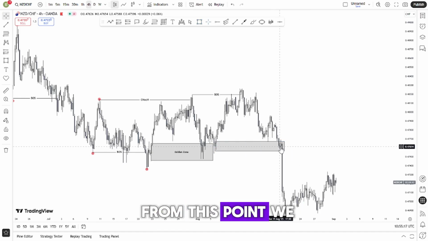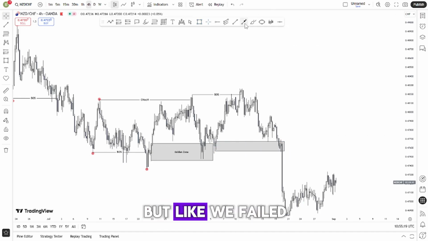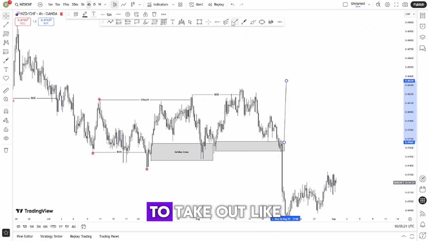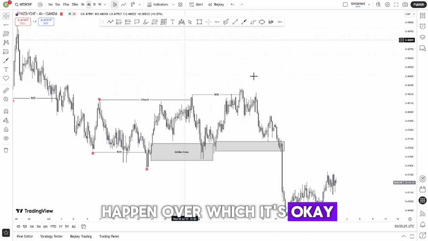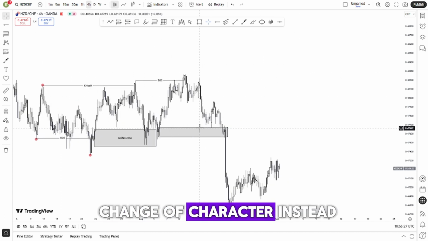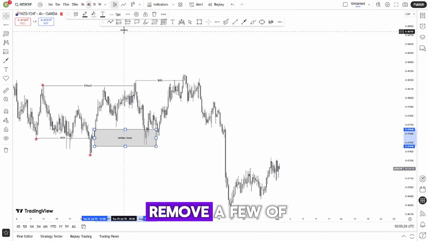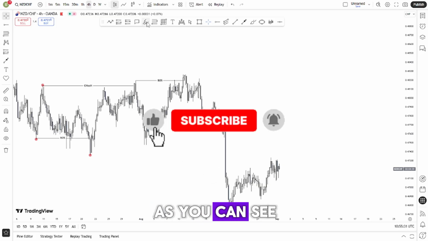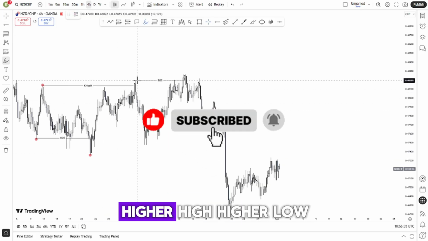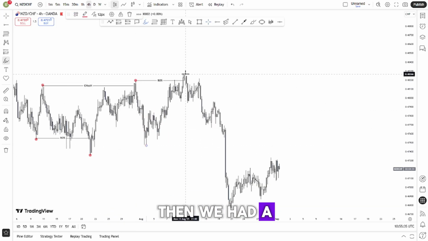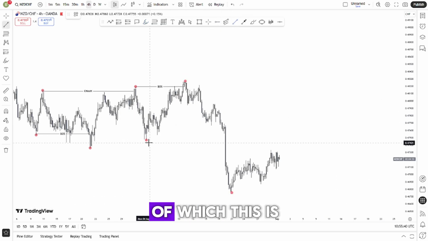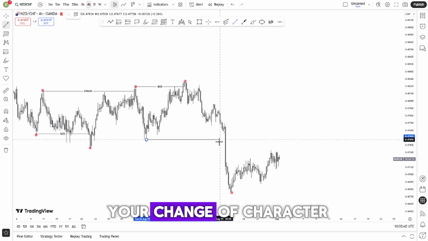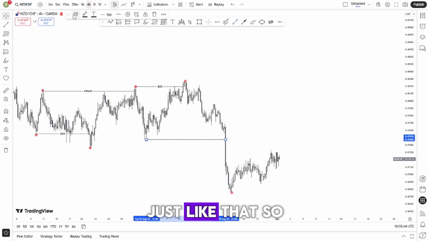As you can see from this point, we had a reaction, but we failed to push to the upside to take out this high here, and that did not happen, which is okay. So we had a change of character instead. So let me just remove a few of these here. As you can see here, this was the low, higher high, higher low, then we had a higher high, then we had a lower low just around that point, of which this is your change of character, just like that.